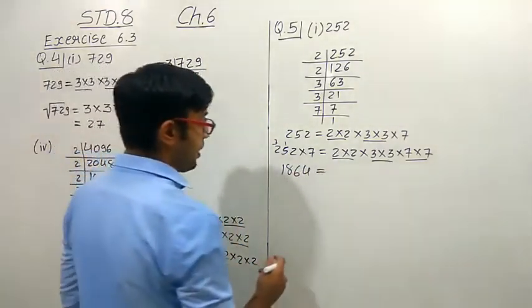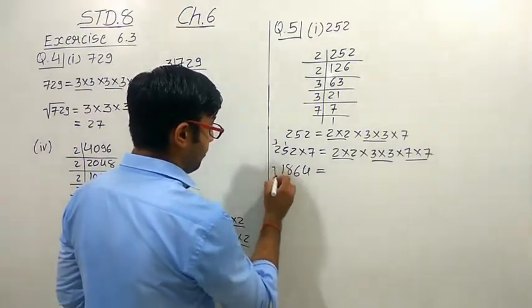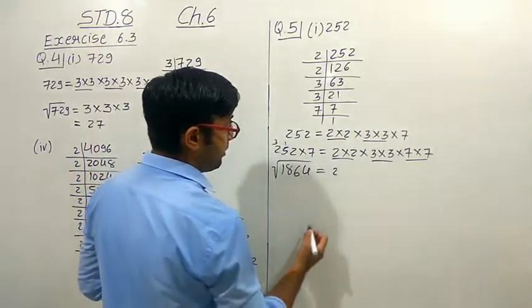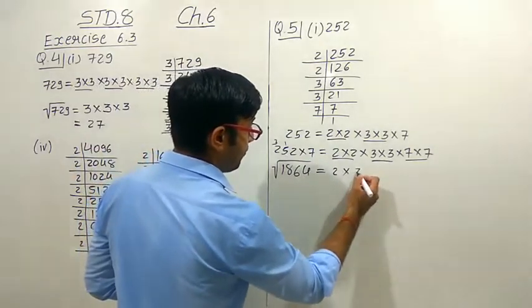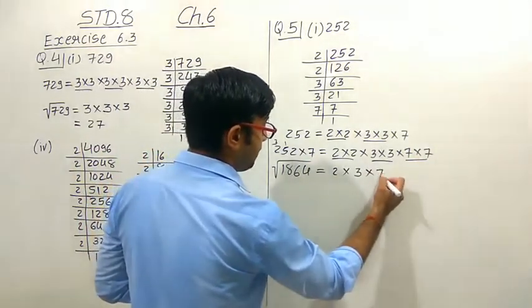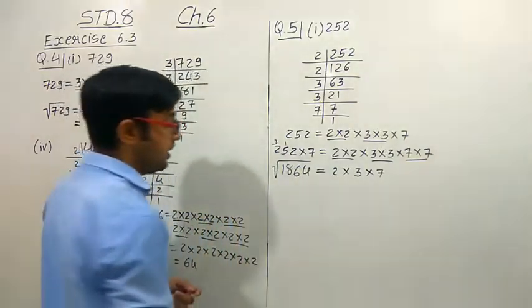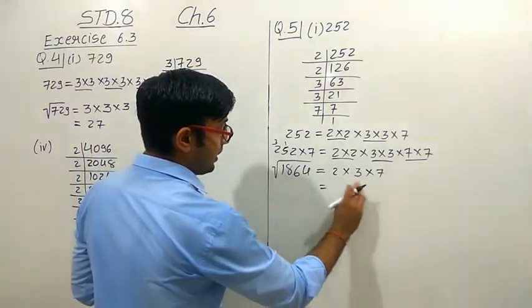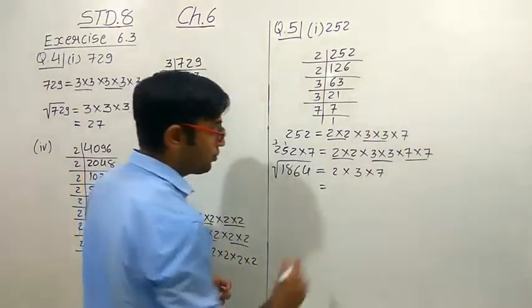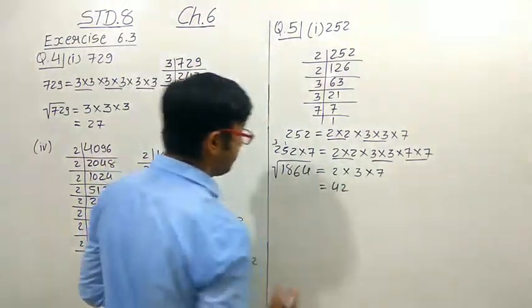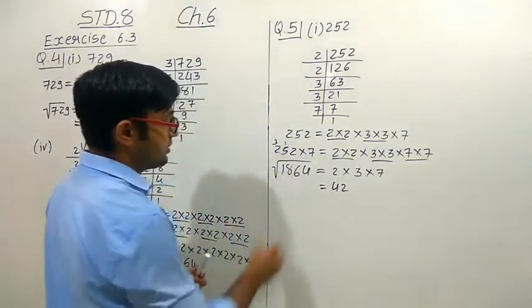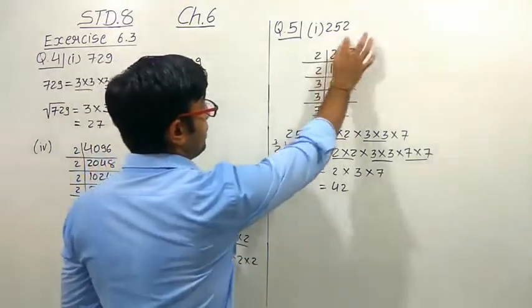Now to find out the square root of this number, from each pair we have to take one number. That is 2. From here we can take 3, and from here we can take 7. Now what will be here? 3 twos are 6 and 6 sevens are 42. So this is the number we get, 42.